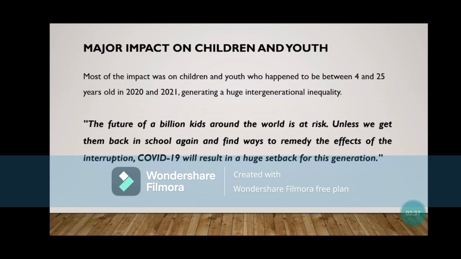Major impact on children and youth. Most of the impact was on children and youth who happened to be between 4 and 25 years old in 2020 and 2021, generating a huge intergenerational inequality. There is a quote: the future of a billion kids around the world is at risk unless we get them back in school again and find ways to remedy the effects of interruption. COVID-19 will result in a huge setback for this generation in terms of educational facilities.